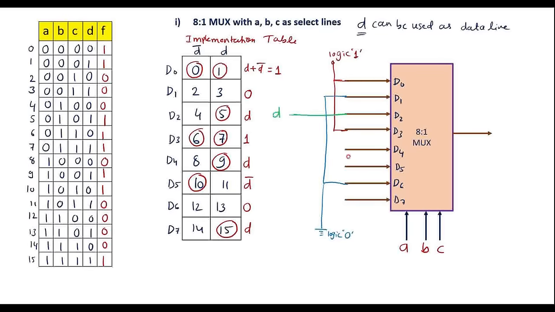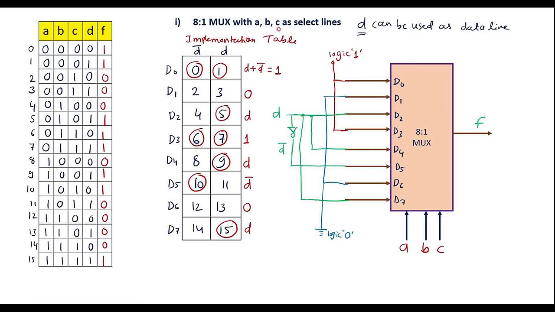Similarly, the D4 line is connected to D, like this. Similarly, the D5 line is connected to D bar. So this is D, which I pass through the inverter. The value of this is D bar, so it is connected to D5. Then D6 is already connected to ground, that is logic 0. And D7 is connected to D. Thus, we have implemented the given Boolean function using an 8 is to 1 MUX, where we have considered A, B as select lines and C and D as data lines.